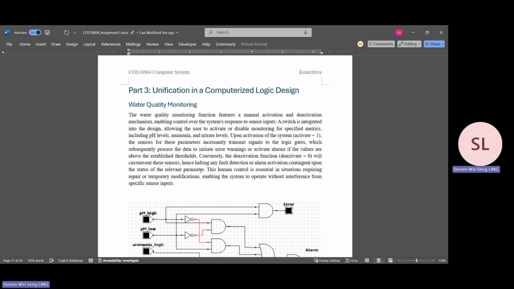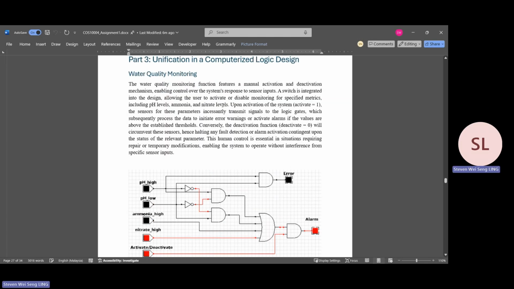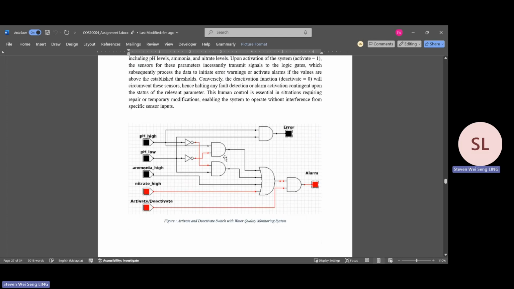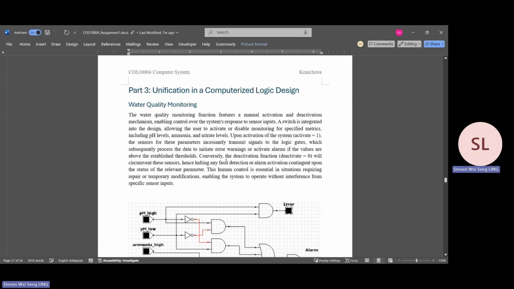First, let's look at the water quality monitoring system. We have integrated a manual deactivate switch into our water quality monitoring system. This allows users to control the system's response to sensors monitoring pH levels, ammonia, and nitrate levels.